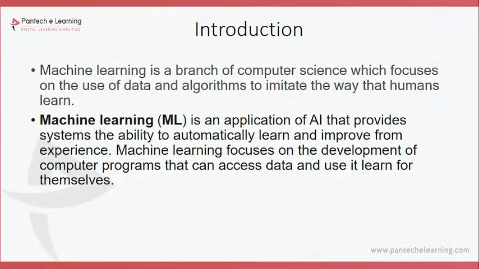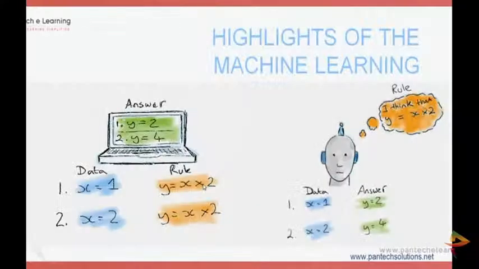Machine learning is a sub-branch of artificial intelligence and computer science which focuses on the use of data and algorithms to imitate the way that humans learn. This is the definition: machine learning is an application of artificial intelligence that provides systems the ability to automatically learn and improve from experience. Machine learning focuses on the development of computer programs that can access data and use it to learn for themselves. So machine learning means programming a computer to perform tasks by using past experience, or a branch of artificial intelligence using algorithms and models to develop behavior based on real data.